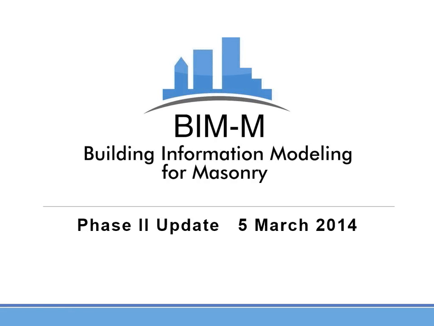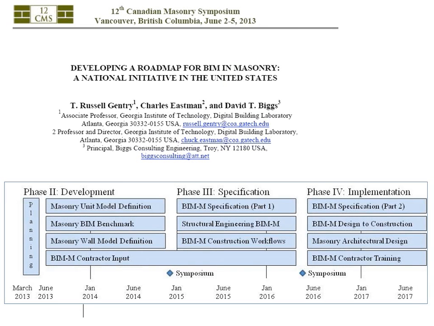In March 2013, Georgia Tech was hired to map out a plan to implement BIM-Masonry Phase 1, and they created the map. And then in June of 2013, the real work on the individual groups started. And we'll start with the Masonry unit model definition, the benchmark, the Masonry wall model definition, and the BIM contractor input. That's what we'll go over today, which is all part of Phase 2.